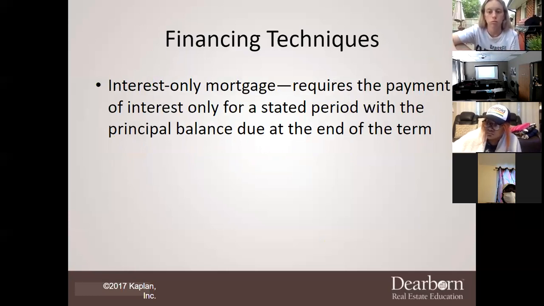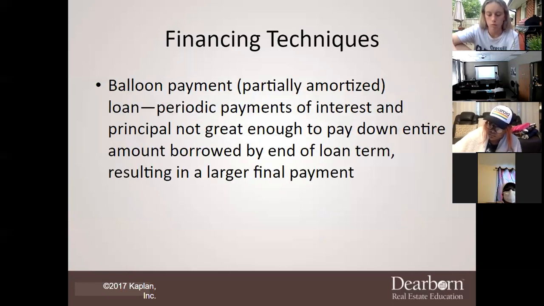An interest-only mortgage is another financing technique. It requires the payment of interest only for a stated period, with the principal balance due at the end of the term. So you pay interest for a certain set period, and then you start paying principal. At the end of the loan, you're still going to owe most of the principal because you've been paying interest.